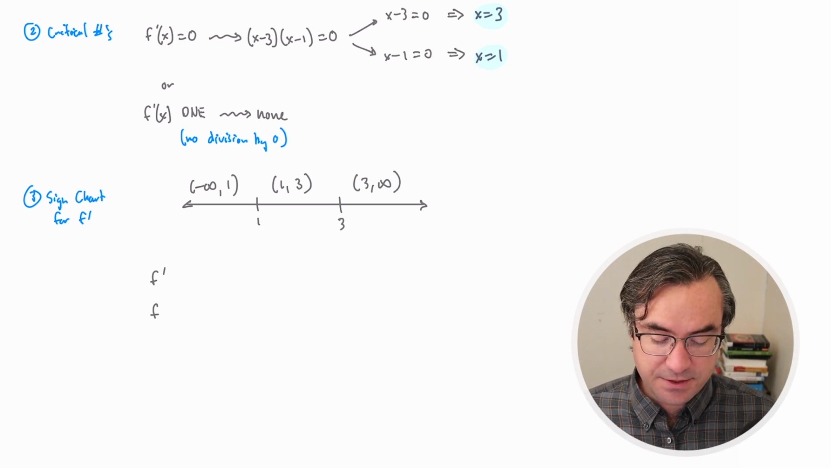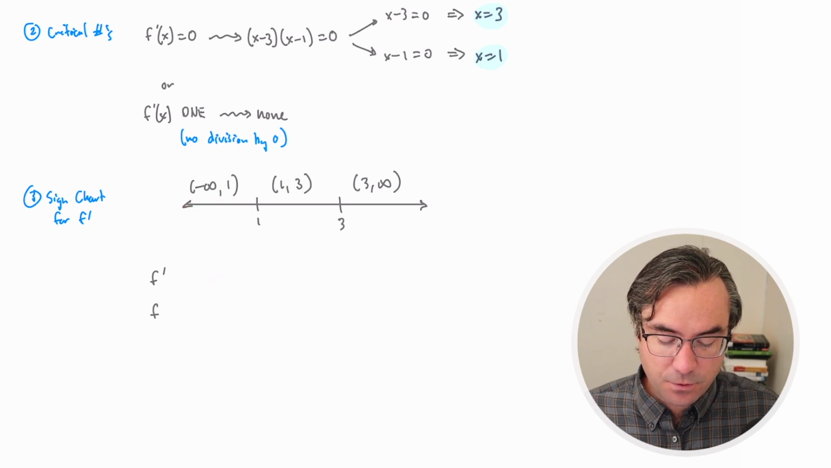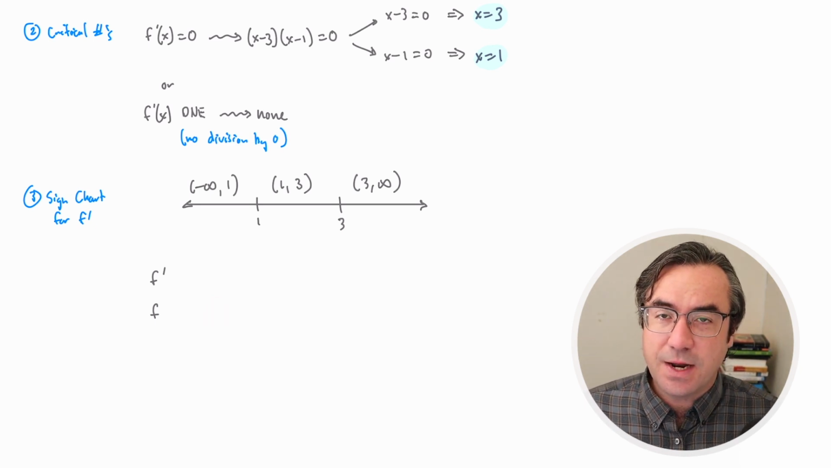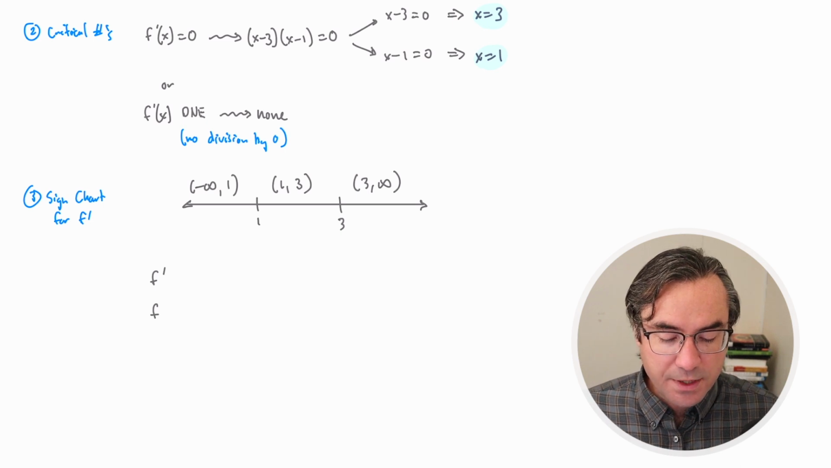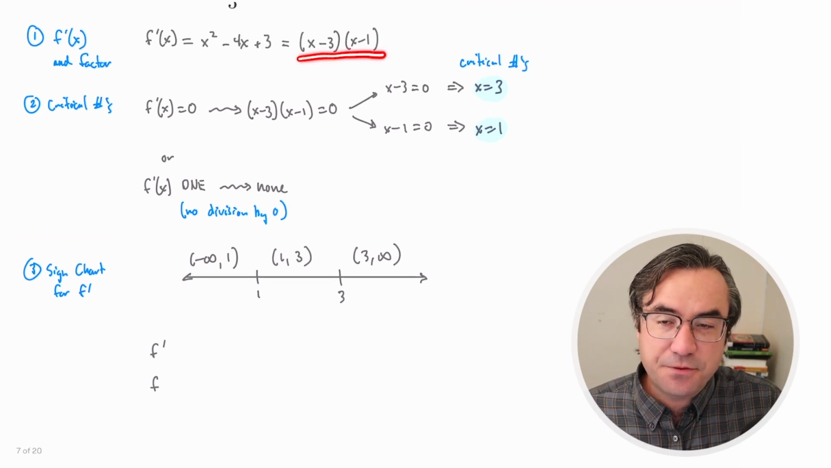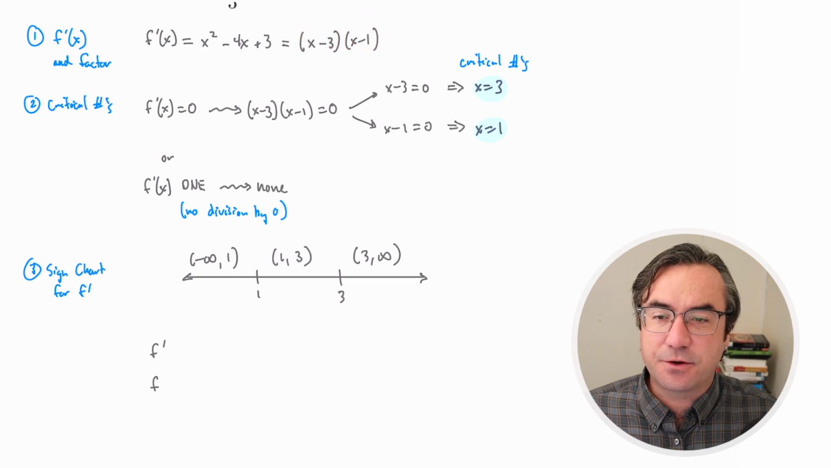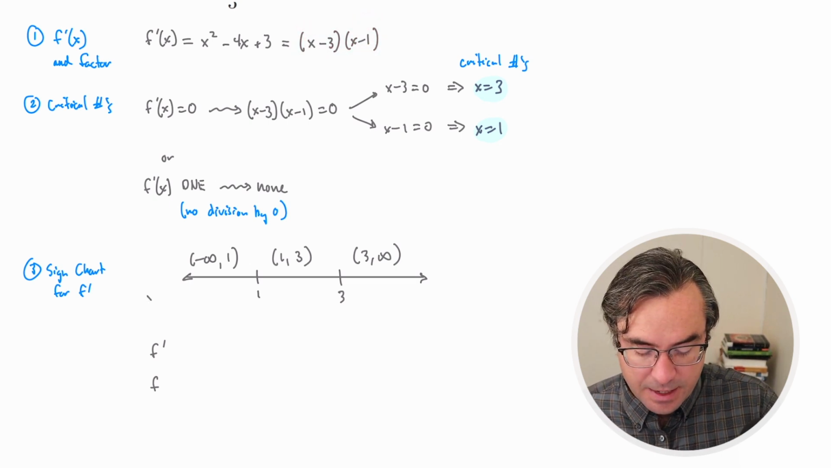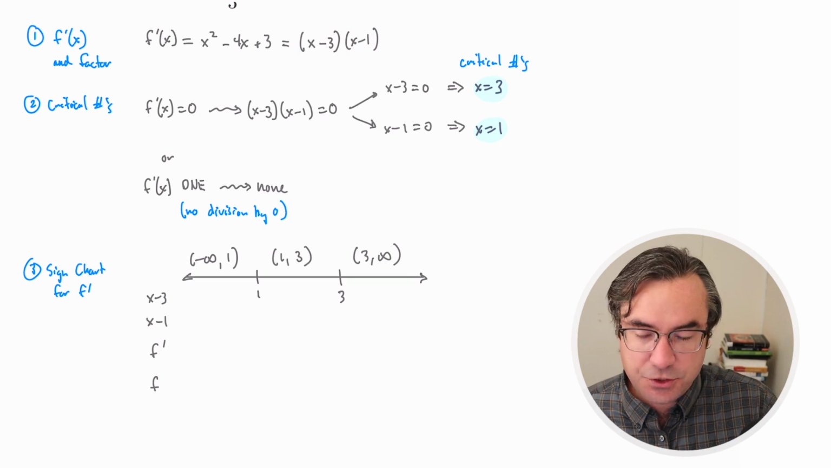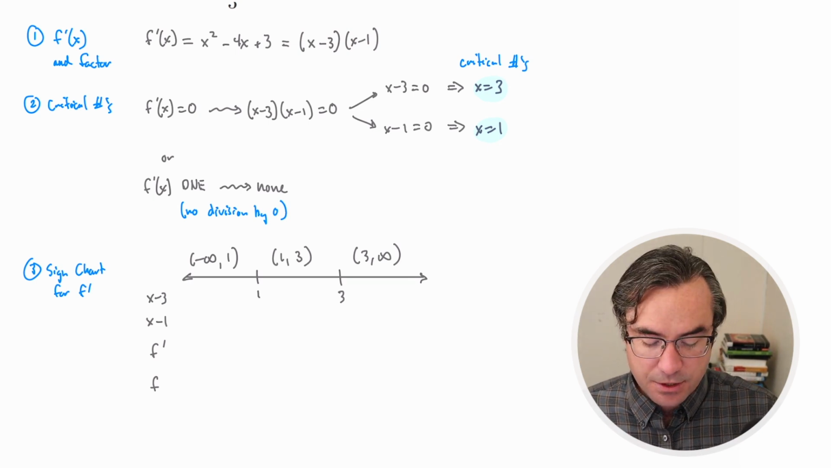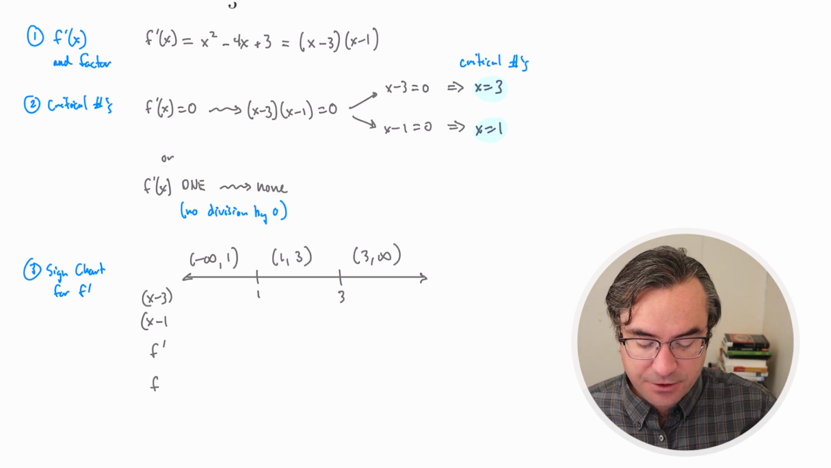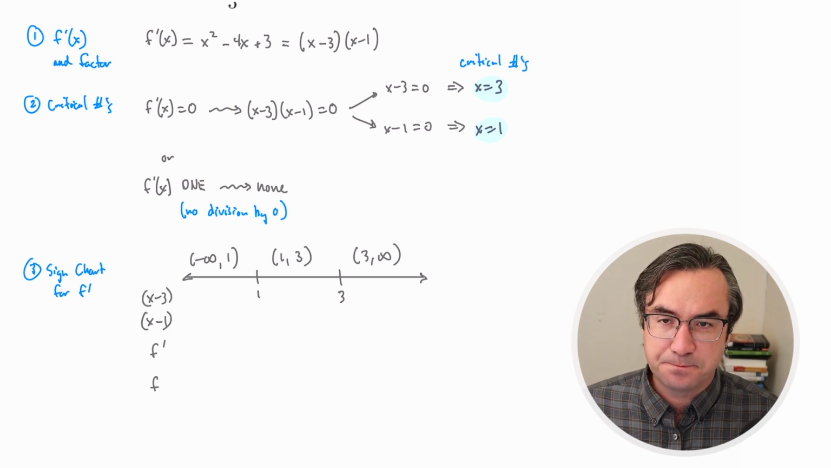So to help us with this, we want to know, on this first interval, is f prime positive or is it negative? And that'll tell us, is f increasing or is it decreasing? What we can do is use the factored version of our derivative, and take every single one of these factors and figure out the sign of each individual factor. So we have the x minus 3 factor and then the x minus 1 factor.